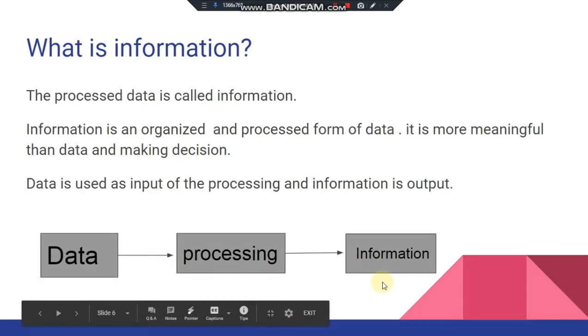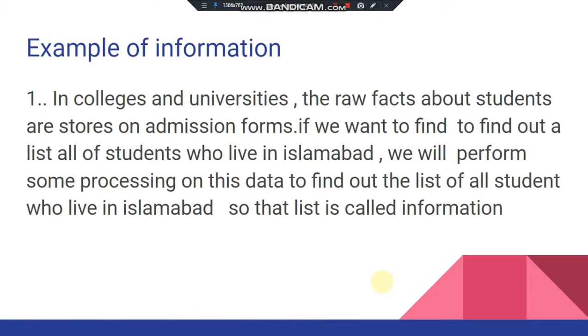Let's take an example of college and university students. In a college or university, facts about students are stored in admission forms. If you want to find out the list of students who live in Islamabad or any other city, we perform some processing on this data to find the list of all students who live in Islamabad. That list is called information.